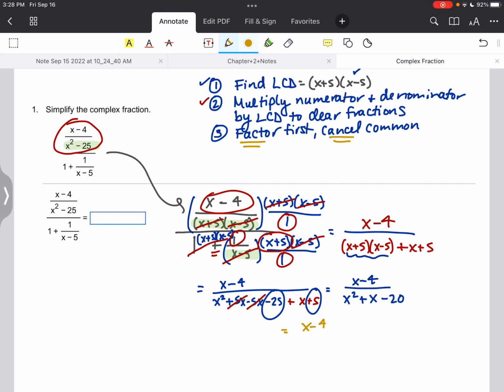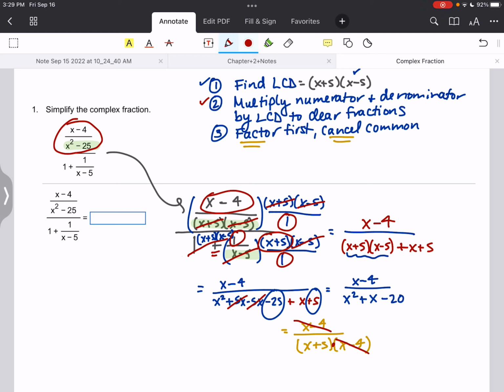X minus 4, I just keep copying that down, can't do much with that. But this denominator, x squared plus x minus 20, factors to x plus 5 times x minus 4. And now that it's in factored form, meaning I have two factors multiplied together in the denominator, I can see that I can cancel the common x minus 4, top to bottom.